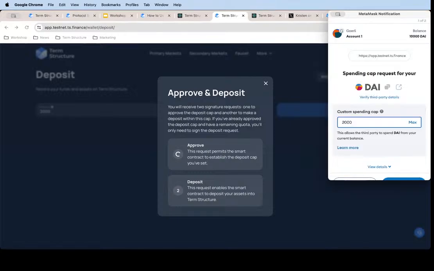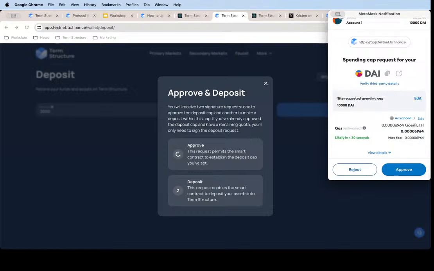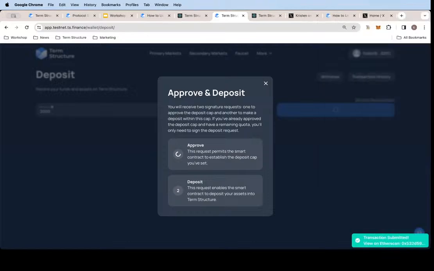It's very important that you set a spending cap for the first time. It could be any number as long as you're comfortable with it. So I'll just go ahead and click max and then click next. Then I'll have to approve in order to set the spending cap. Please wait for a few minutes. The system is currently processing it.